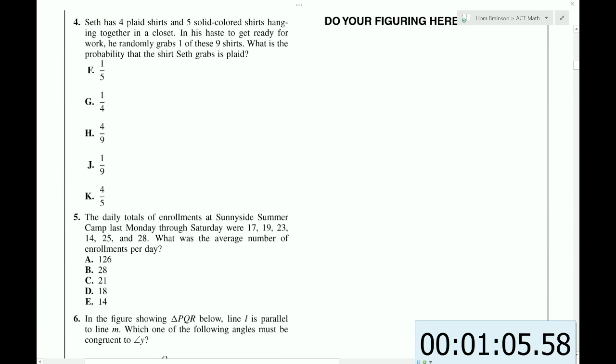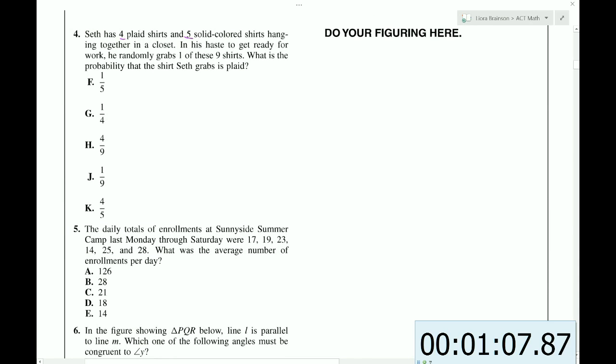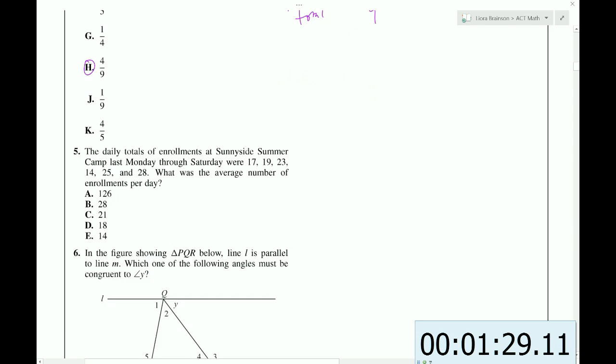Seth has 4 plaid shirts, 5 solid shirts. In his haste to get ready, he grabs one of these 9 shirts. What is the probability that it is plaid? So probability is success over total. So the number of total shirts is 9, and success is constituted by plaid, and the number of plaid shirts is 4. So 4/9, choice H.